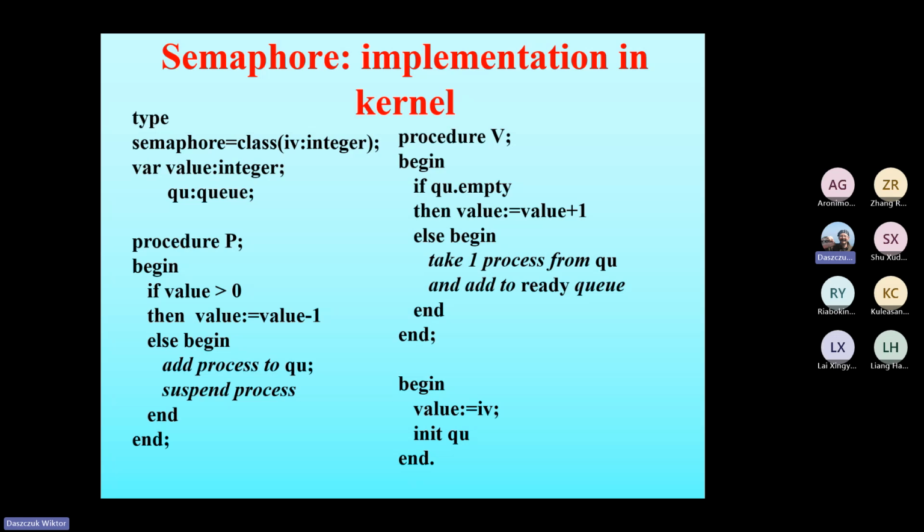And the V operation is the reverse of P. If the queue of waiting processes is empty, we increase the value. Otherwise, we take one process from the queue, change its state to ready and add it to the ready queue. So we resume the process simply. And the constructor of this class sets the value to the initial value. That's all.